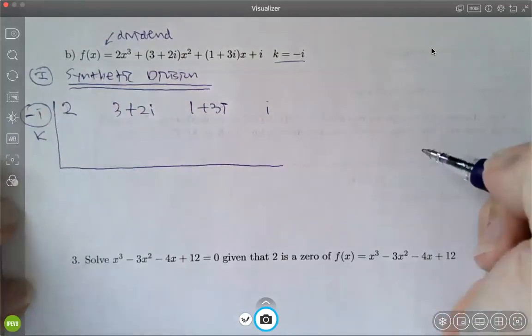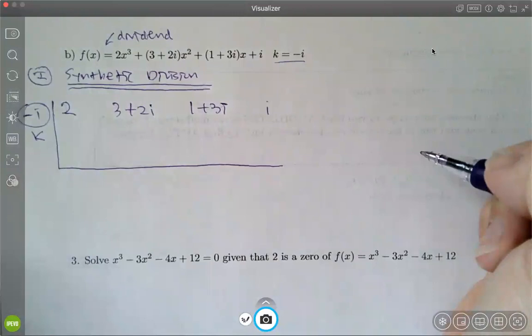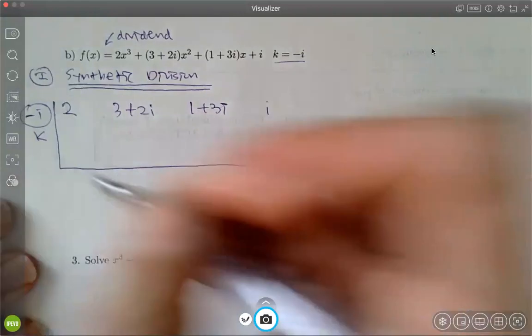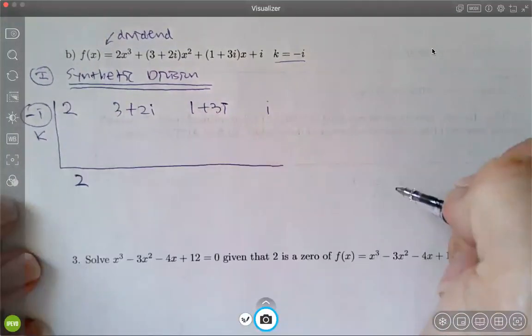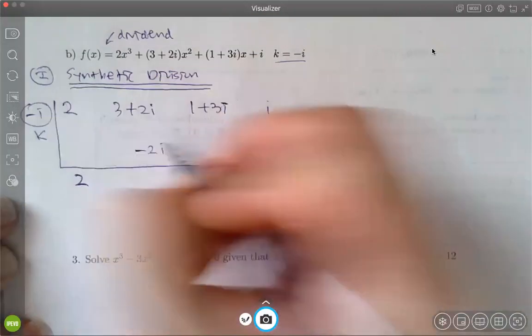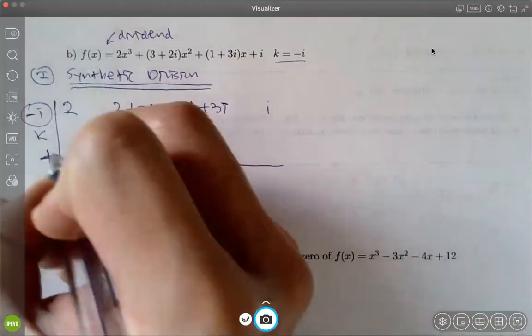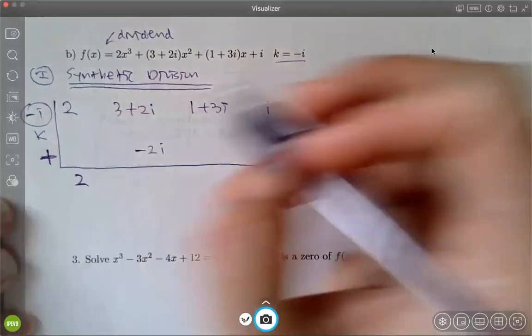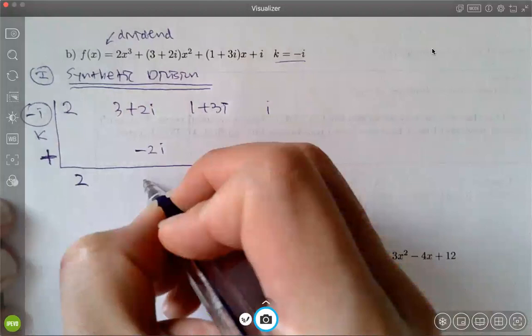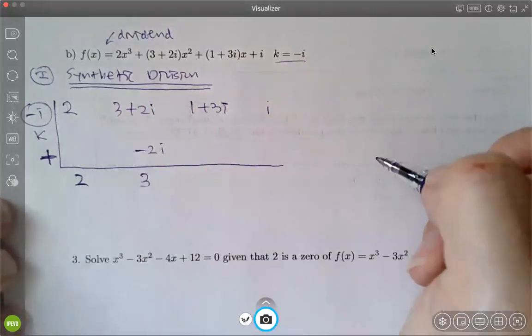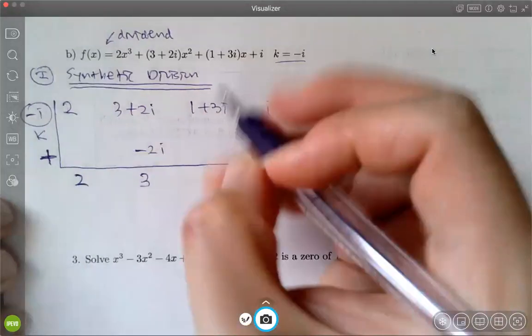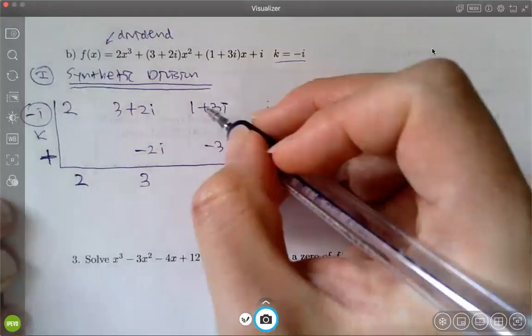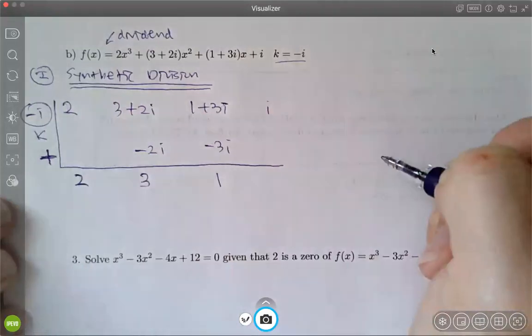Okay, so now at the end of the last class, we saw synthetic division, which involved complex numbers, and it was really ugly. So will this problem be ugly as well? Well, you'll see. First you bring down the 2, and then you multiply, so you get negative 2i. Remember, you are adding these two numbers, so what do you get? You get 3. Now you multiply these two, so you get negative 3i, and then you are adding these two, so you get 1. And then it's negative i, and then 0.